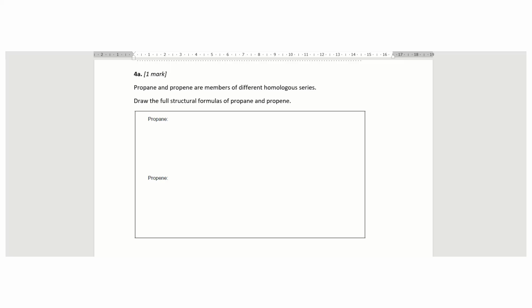Draw the full structural formulas of propane and propene. Here you have to be careful with the suffix. Ane means an alkane and ene means an alkene. So propane is just made up of single bonds, and ene means it's made up of at least one double bond. Okay? And the fact that it has prop in both cases means that I have 3 carbons. So I will draw the 3 carbons first. Okay? For both of them.